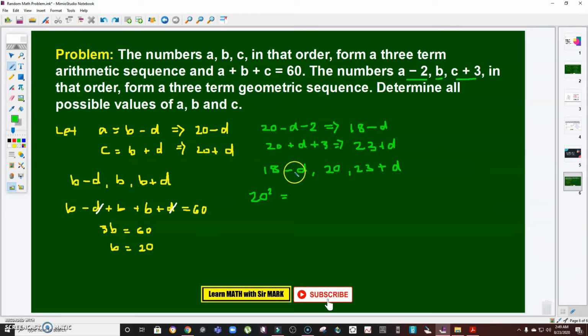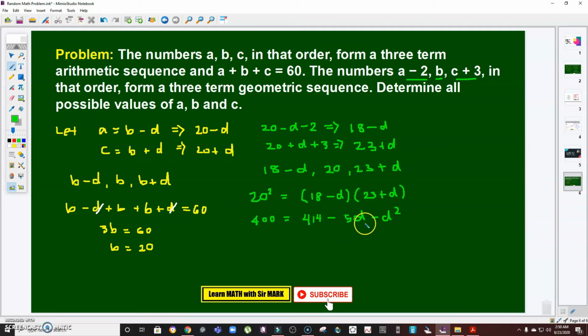Okay, let me erase it. So that is 18 minus D times 23 plus D. And we know 20 squared is 400. Then I'm going to use the FOIL method. 18 times 23 is 414. You can double check. Then this is negative 23D, while this one is 18D. That will give me negative 5D. And lastly, this one will become negative D squared.